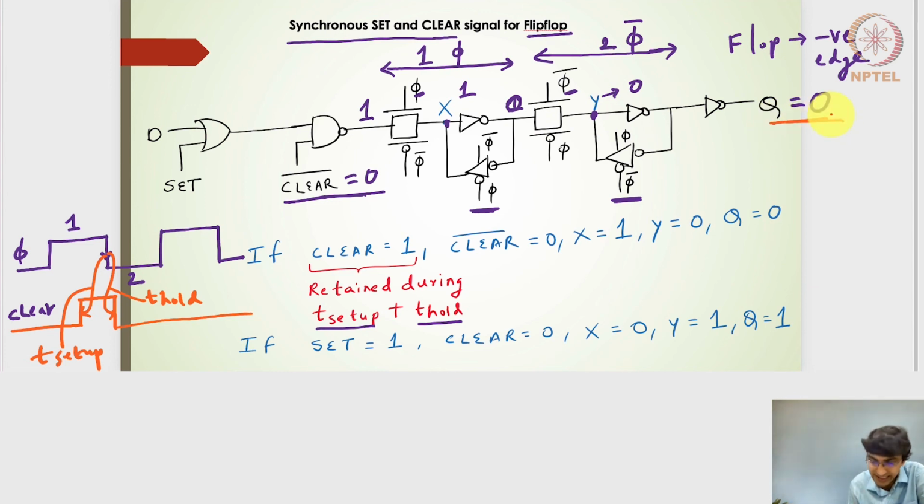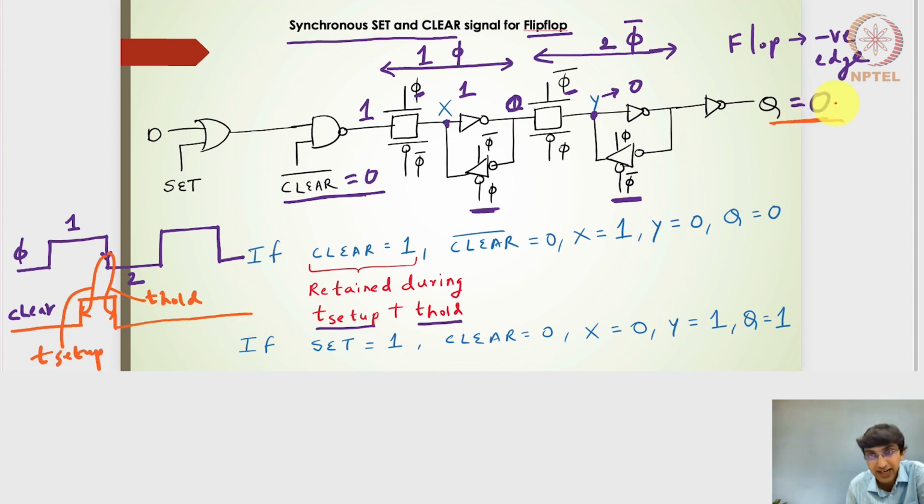Right, now the question is, if I don't retain it during this setup and hold time, if I make this clear signal come down, right? So if I don't maintain it for this t setup time, and it comes down, then there is a possibility that the D signal, whatever the D input was there, might take the precedence and then pass.